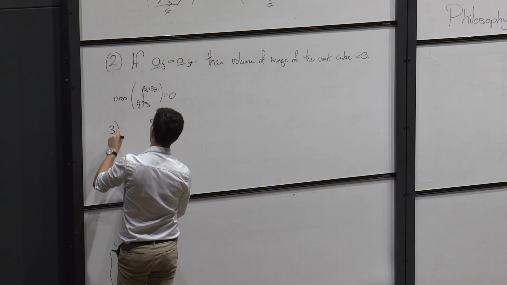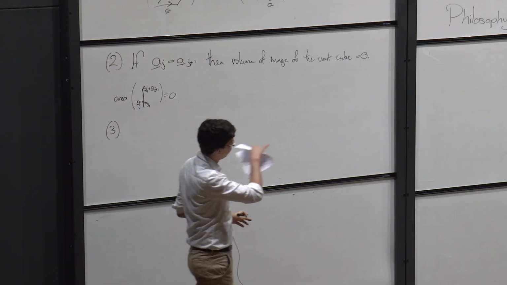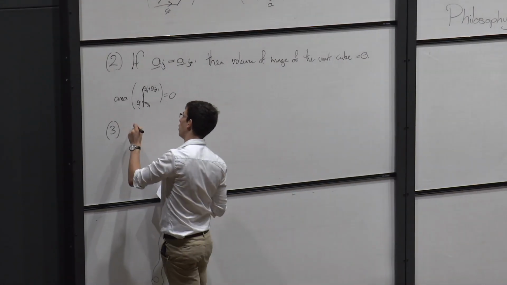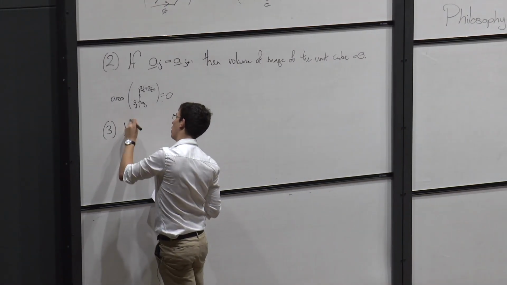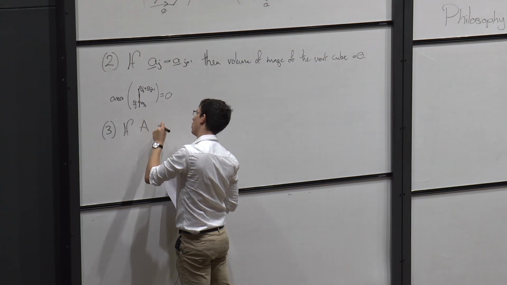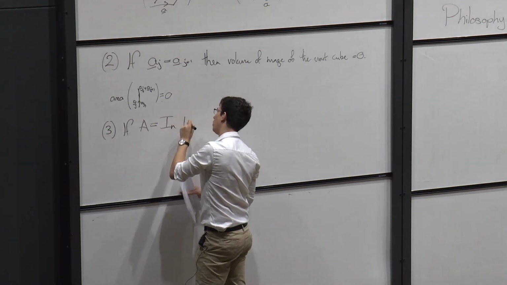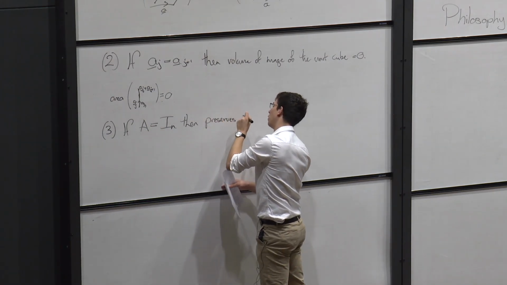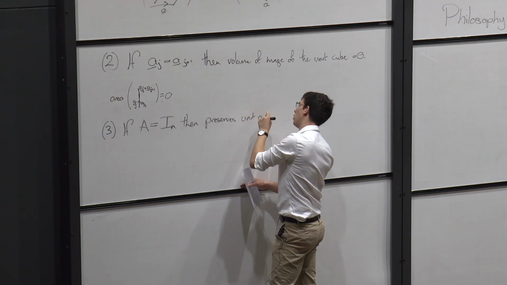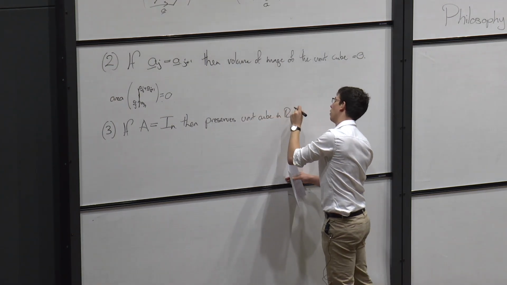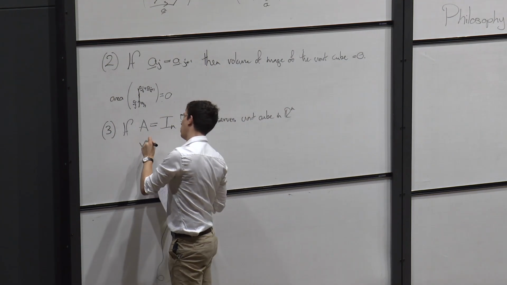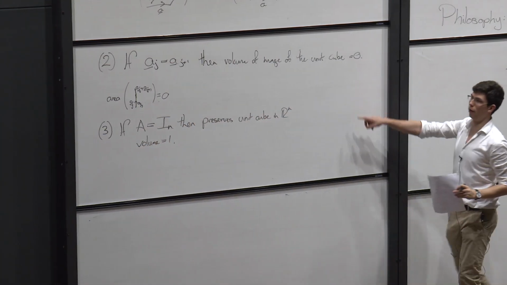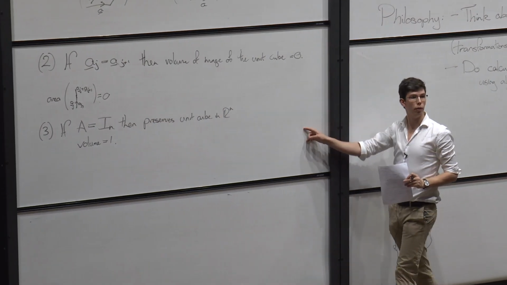And then a third property that we get from just looking at transformations on R squared is that if A is the identity matrix, then it preserves the unit cube in R to the n, and the volume equals 1. So I haven't necessarily proved any of these statements, but maybe they're all believable.